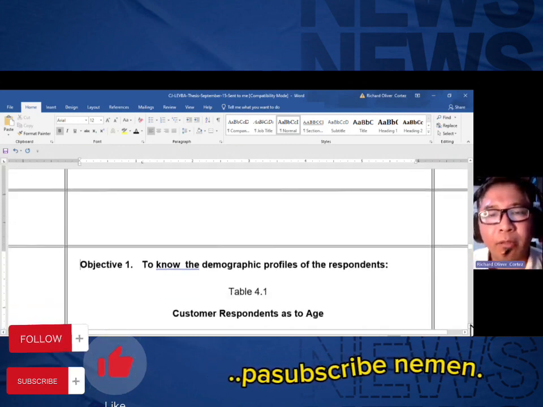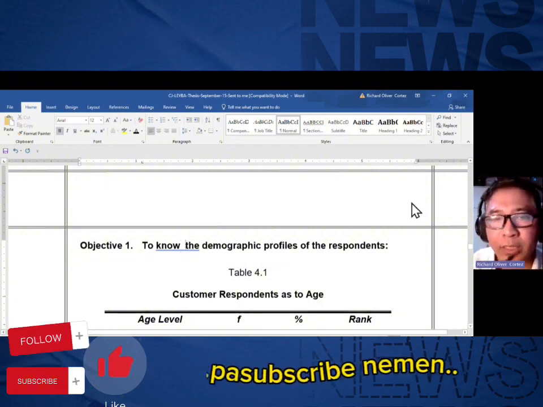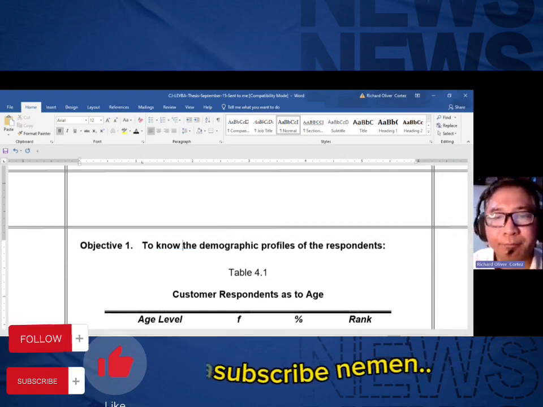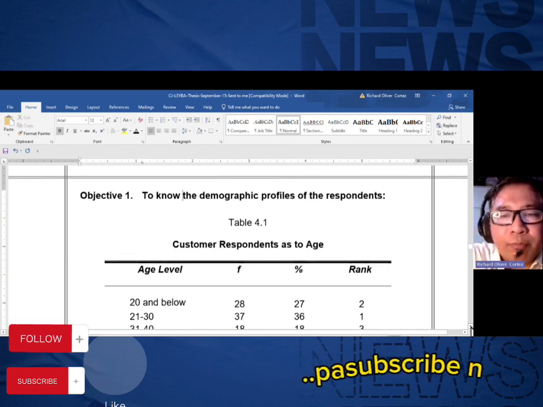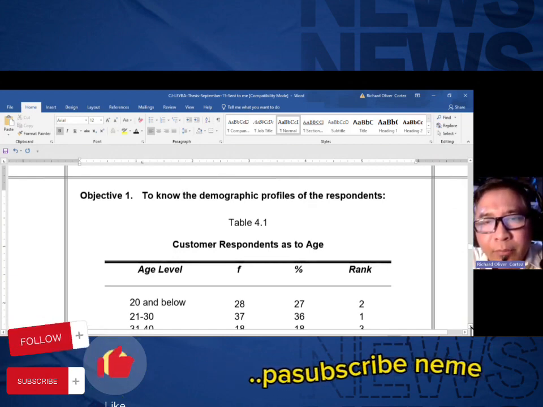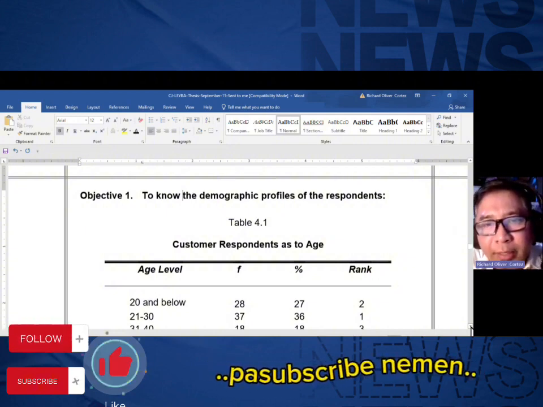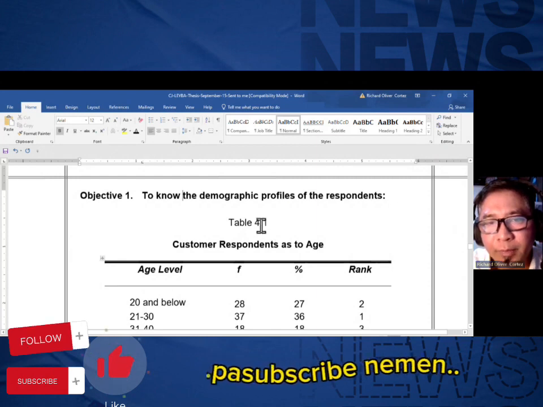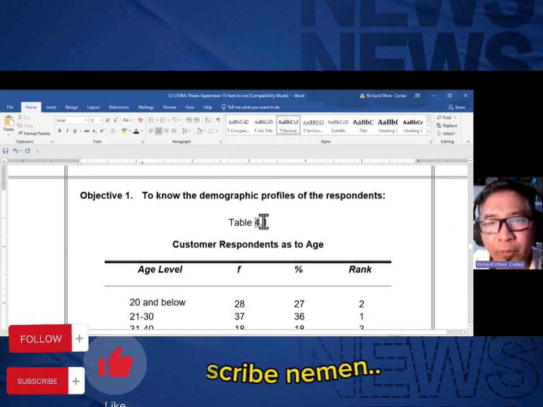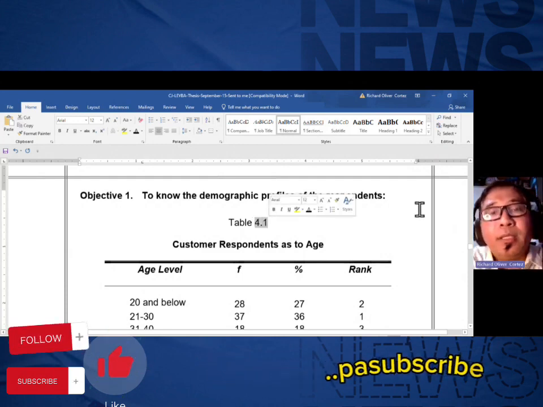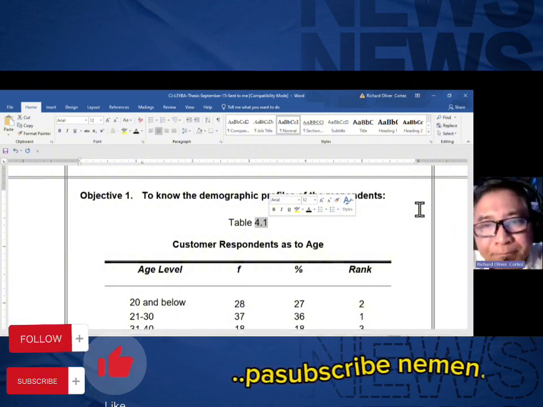You're going to present the table based on the objectives. For example, table 1 will answer objective number 1, and you number the table as 4.1. It means we are in chapter 4 and the table is presented in chapter 4. So right here, 4. And since this is the first table, that is 1. So it means table 4.1: that is in chapter 4, and that is the first table, or table number 1.